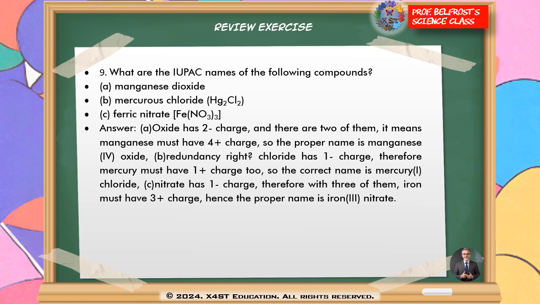And for C, nitrate has one minus charge, so the Fe part should have a 3 positive charge because there are 3 NO3 minus. Hence the proper name is iron(III) nitrate.